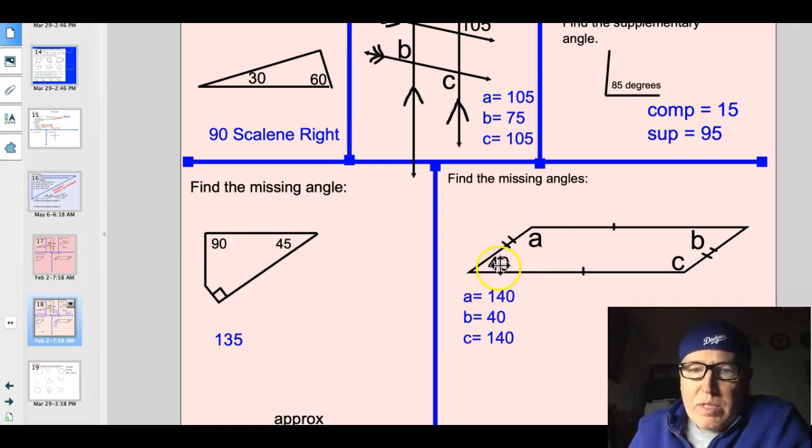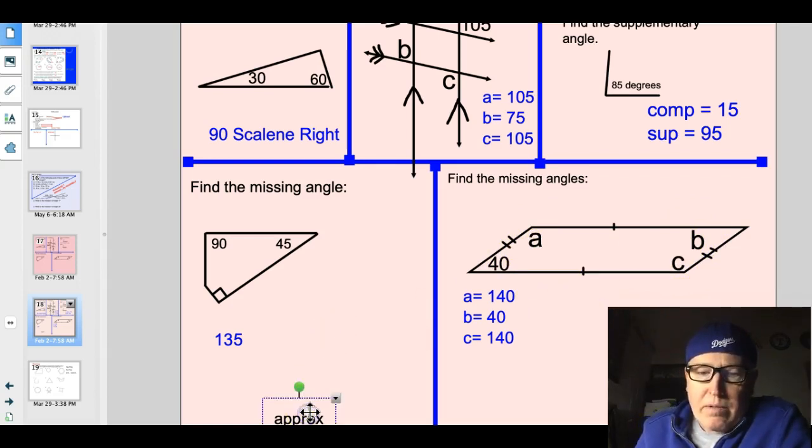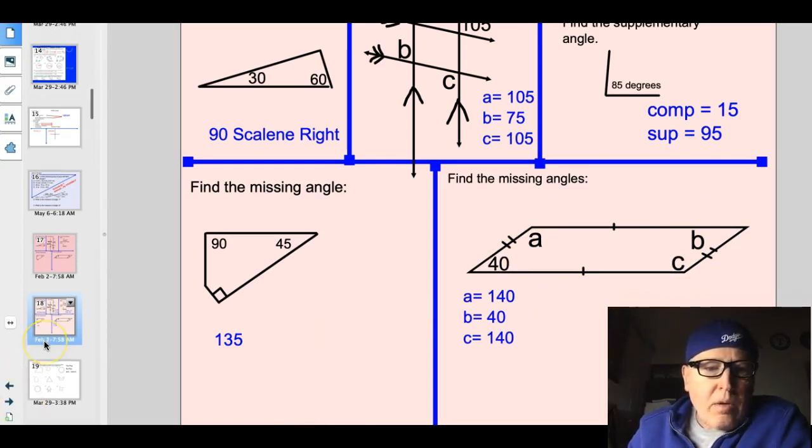And then find all the missing angles. Well, if this angle is 40, B is also going to be 40, and A is going to be 140. Together, these two will make 180, so C is 140 as well. All right. Let's get rolling here.